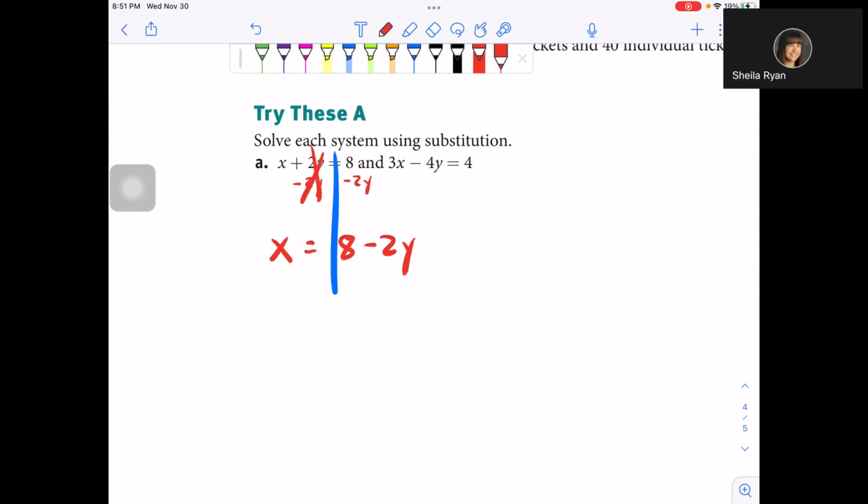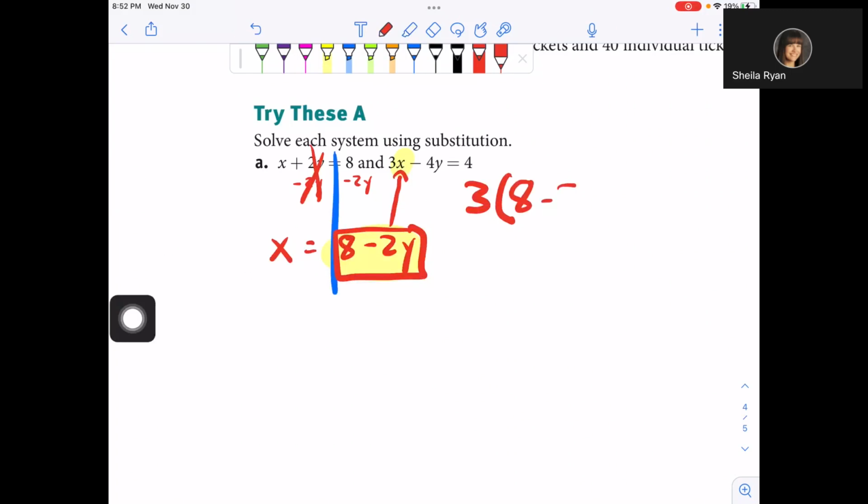Then we're going to do our substitution step. This is equal to X, and so we're going to take that expression and plug it in for X into the second equation. Because it's equal to X, we're going to plug it in for X, or replace X with this expression. That's called the substitution step. So we have the 3. Instead of X, we're putting in this whole expression that's equal to X, 8 minus 2Y.